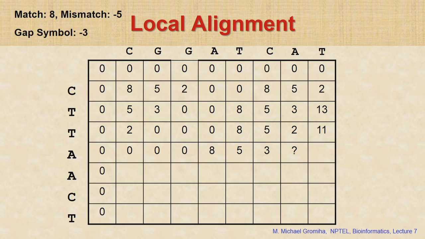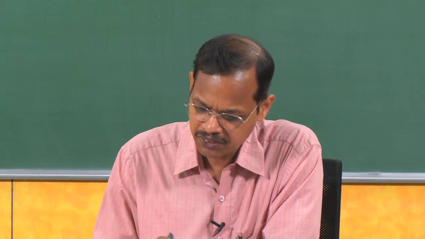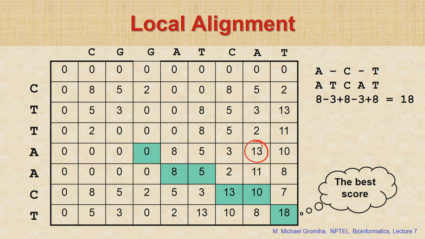13, right. So now we finally completed this matrix. Now the maximum score is 18. So now go back with this 18, to this 10, here again among these 3 is 13, here this is 5, this is 8 and then 0, so we stop here. So this is the 18, T and T match.